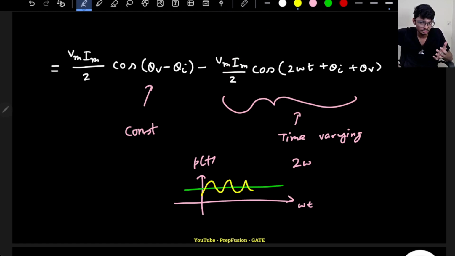So the ultimate resultant power will be the superposition of these two graphs, the constant and the oscillation term, with 2 omega. Remember, your power oscillates with 2 omega if I have a current and voltage signal with frequency omega. So power varies faster. If our source frequency is 50 hertz, power will go from positive to negative with frequency 100 hertz.